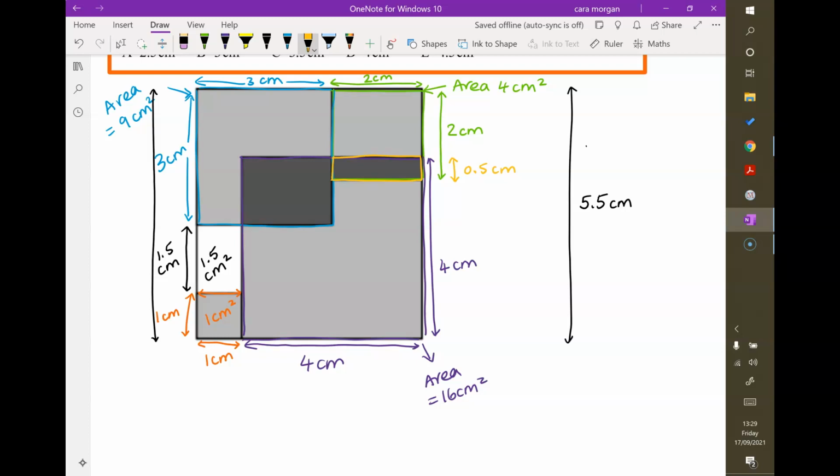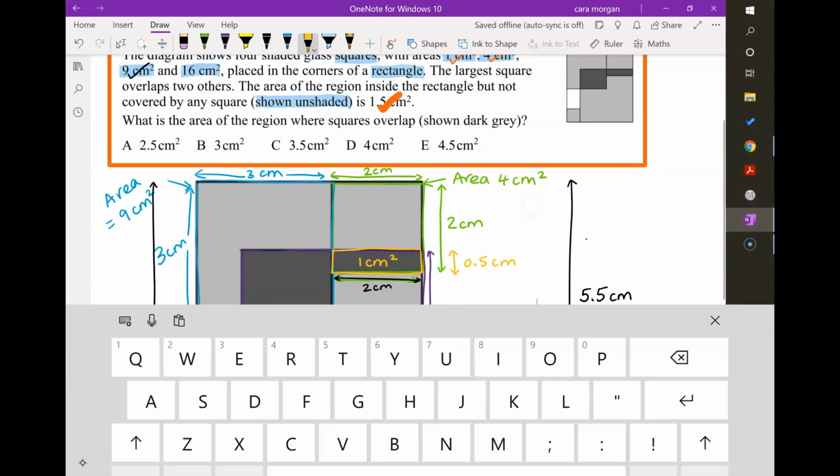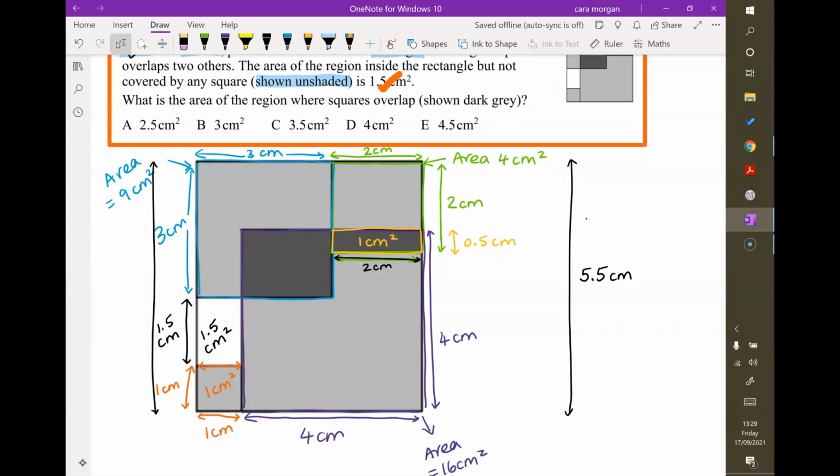Now that's actually going to help me work out the area of that rectangle, because of course I know that the base of it is 2 centimetres. It's the same as the base of the square that's above it. And I know that 2 multiplied by 0.5 is going to be 1 centimetre squared. And of course, this question is all about finding the area of the region where the squares overlap. That's quite nice. But what I also need to do is find the area of this other rectangle.